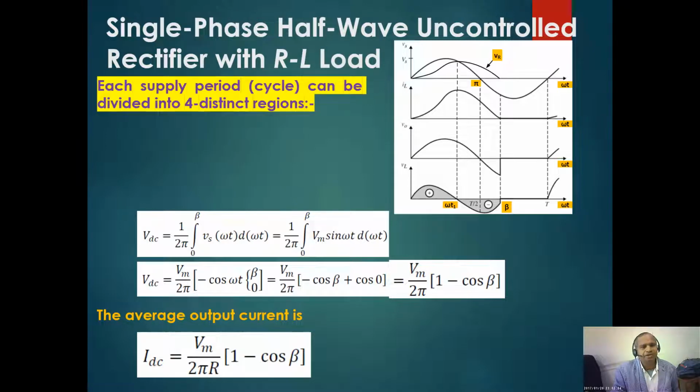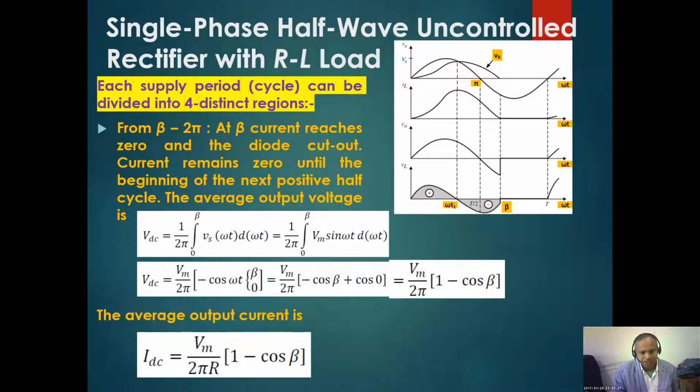Now we will try to derive the equations for this. If you want to find out the output voltage, it will start from 0 up to beta. VDC is nothing but 1 by 2 pi integration 0 to beta of Vm sin omega t d omega t. You will get Vm by 2 pi into 1 minus cos beta as your output voltage, and the average output current is IDC equal to Vm by 2 pi R into 1 minus cos beta.